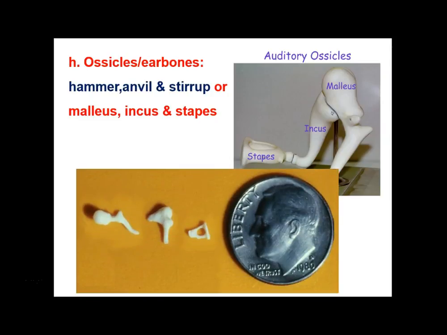This gives you an idea of how big the ossicles or the ear bones are. The malleus, the incus, and the stapes.